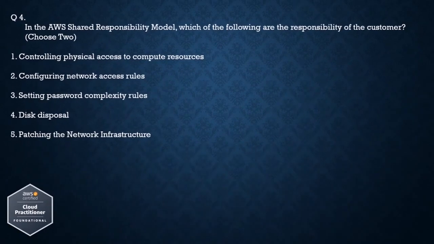Question number 4. In the AWS shared responsibility model, which of the following are the responsibility of the customer? Choose 2. 1. Controlling physical access to compute resources. 2. Configuring network access rules. 3. Setting password complexity rules. 4. Disk disposal. 5. Patching the network infrastructure. The correct answers are, configuring network access rules, and setting password complexity rules.